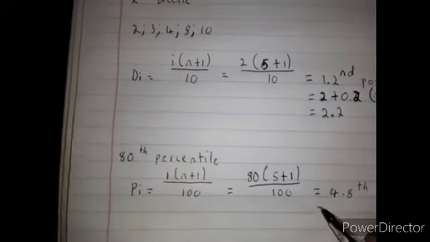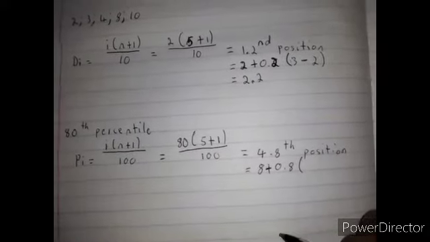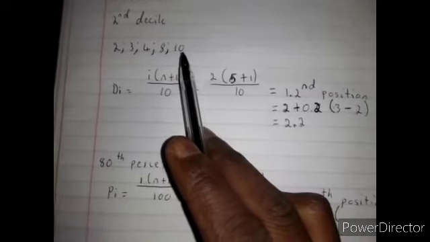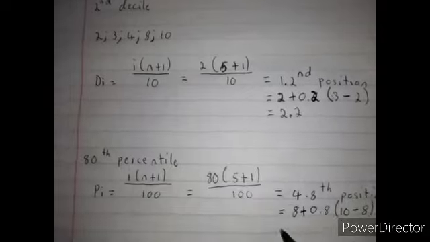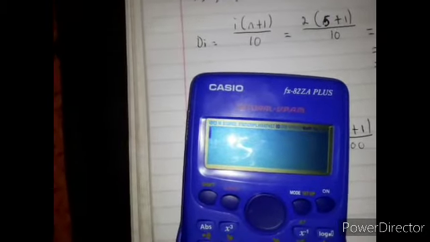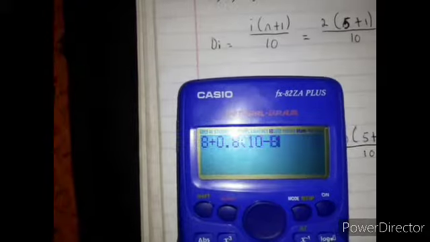So we're going to take 8, because 8 is on the 4th position, and then we are left with 0.8. We're going to add that 0.8, and then open a bracket and take the number that is after 8, and then subtract 8 from it, which is 10 minus 8, in order to get the observation that is on the 4.8 position. So 8 plus 0.8 into (10 minus 8).